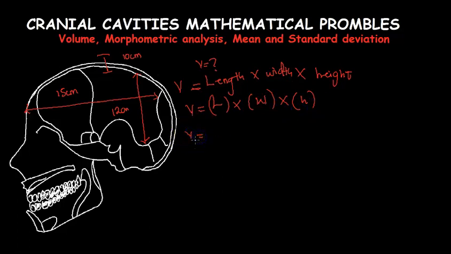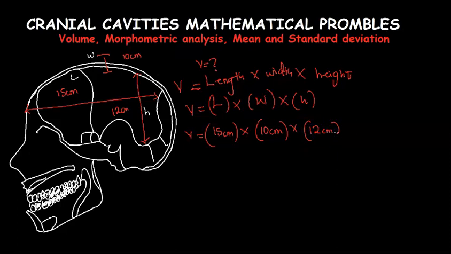Volume, what is the value of our length? We said our length is 15 centimeter, which is the distance from here to here. Let's indicate it. Length is 15 centimeter, the height is 12 centimeter, and the width is 10 centimeter. So this is simply going to be 15 centimeter multiplied by our width, which is 10 centimeter, multiplied by our height, which is 12 centimeter.